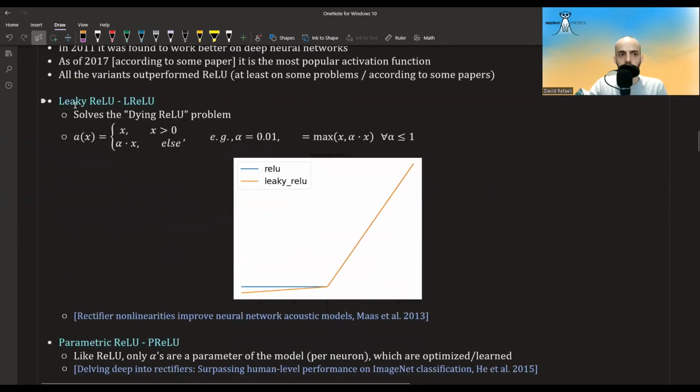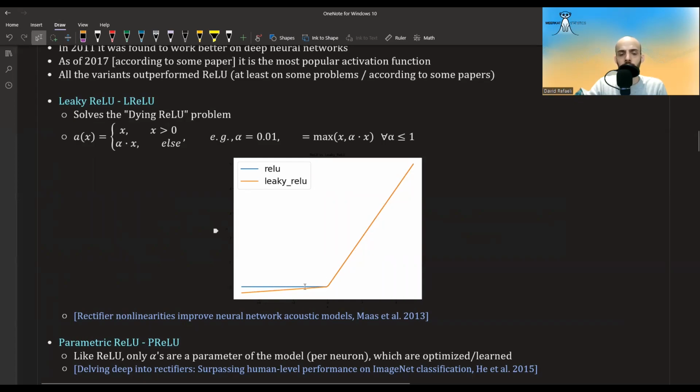The first variant is called Leaky ReLU, or LReLU, and this solves the dying ReLU problem. What it does is, instead of setting the activation to be 0 if x is negative, it sets it to be a very small number times x. So it looks like this, basically. In blue, you have the regular ReLU, and in orange, you have the Leaky ReLU.